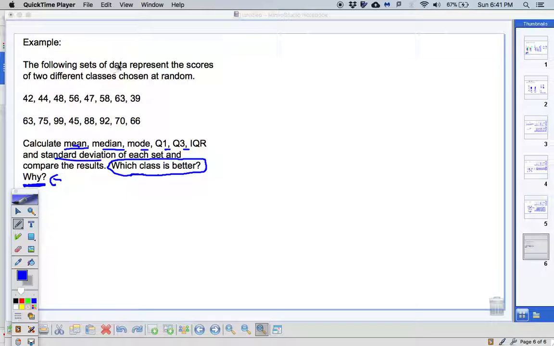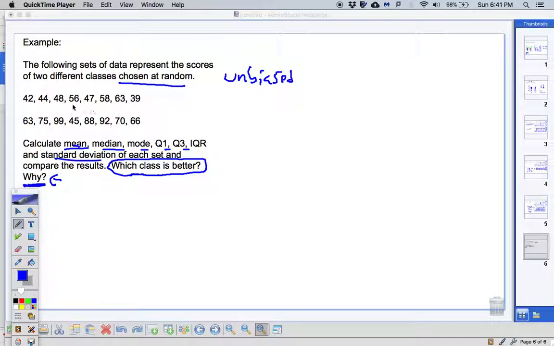So it says the following set of data represents the scores of two different classes chosen at random. This is a key phrase. Chosen at random means that it is unbiased. So that should answer part of our question, why is this an unbiased sample? If it had been a biased sample, then we need to take that into account.